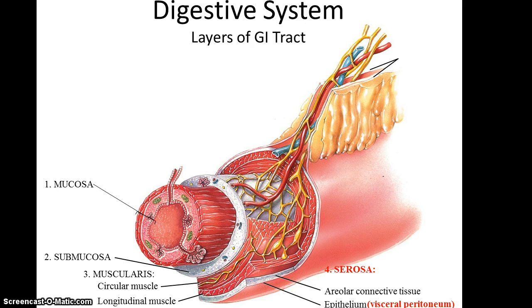And then the fourth layer is the outermost layer. It's called the serosa. It's made up of areolar connective tissue and some epithelium, which is actually the visceral layer of the peritoneum.